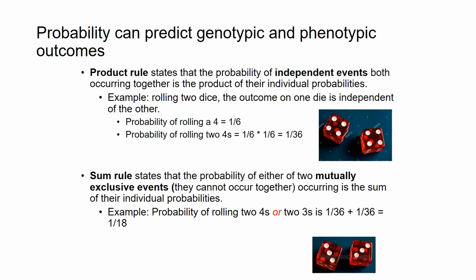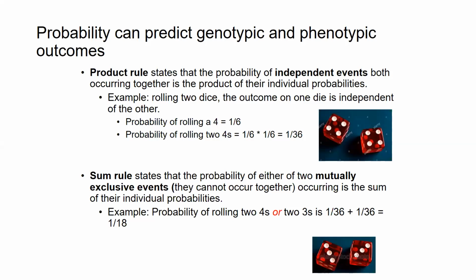Next, we have what's called the sum rule. The sum rule states that the probability of either of 2 mutually exclusive events occurring is the sum of their individual probabilities. So for an example, if we're looking at the probability of rolling 2 4s or 2 3s.